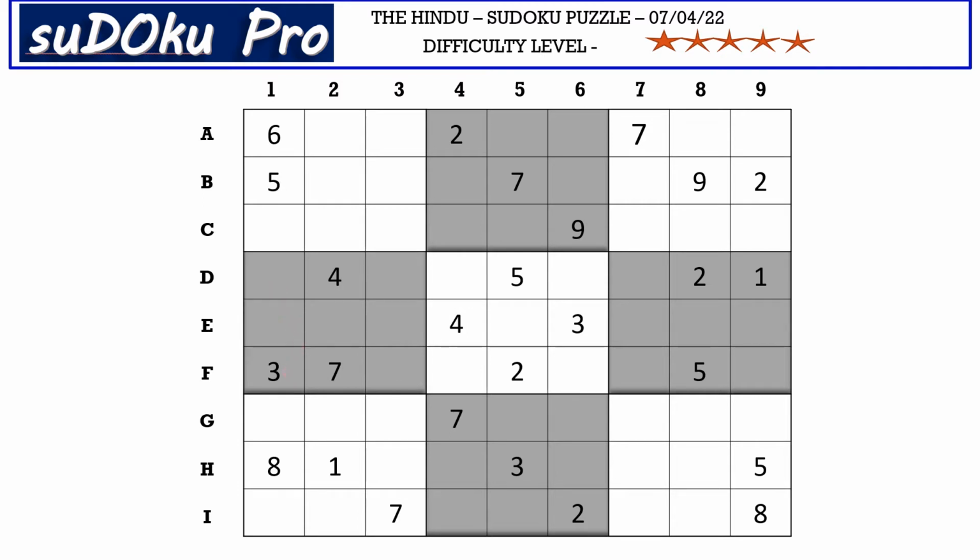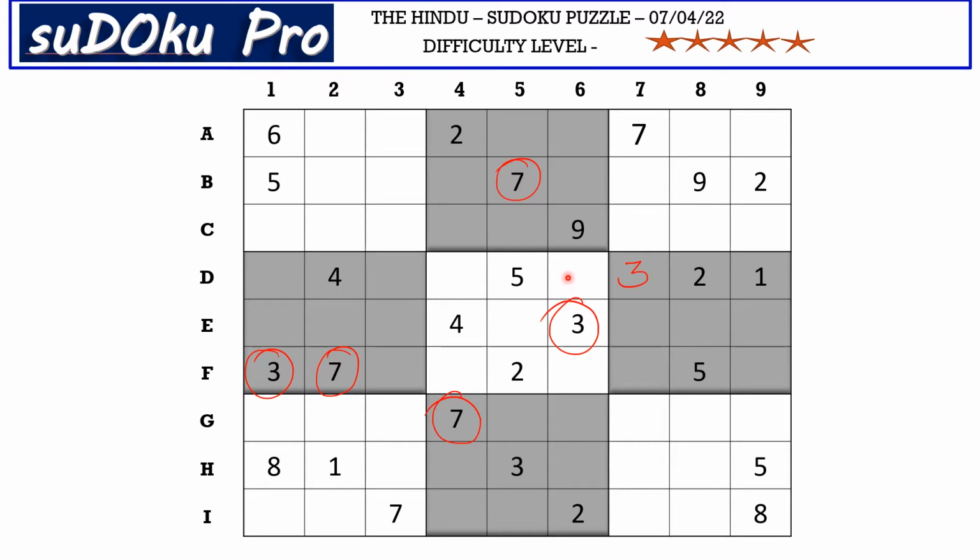There is a 3 here in F row and a 3 in E row, which blocks these two rows. So 3 goes here in D7. There is a 7 here in F row and a 7 in 4th column, which blocks these 3 cells. There is a 7 here in column 5 which blocks this cell.